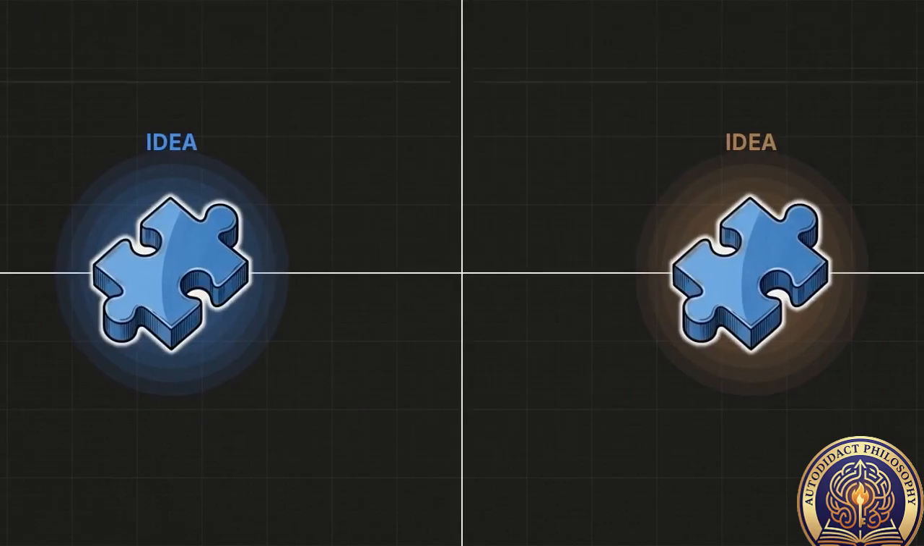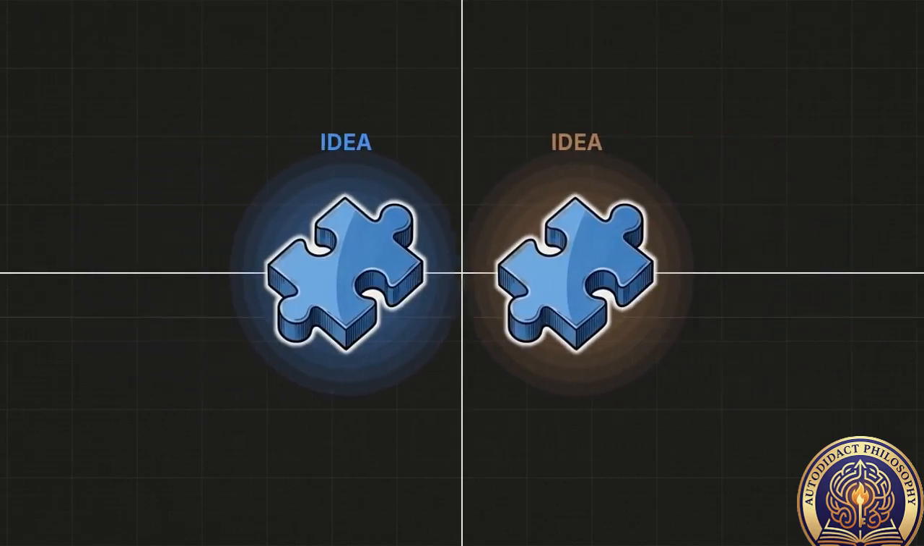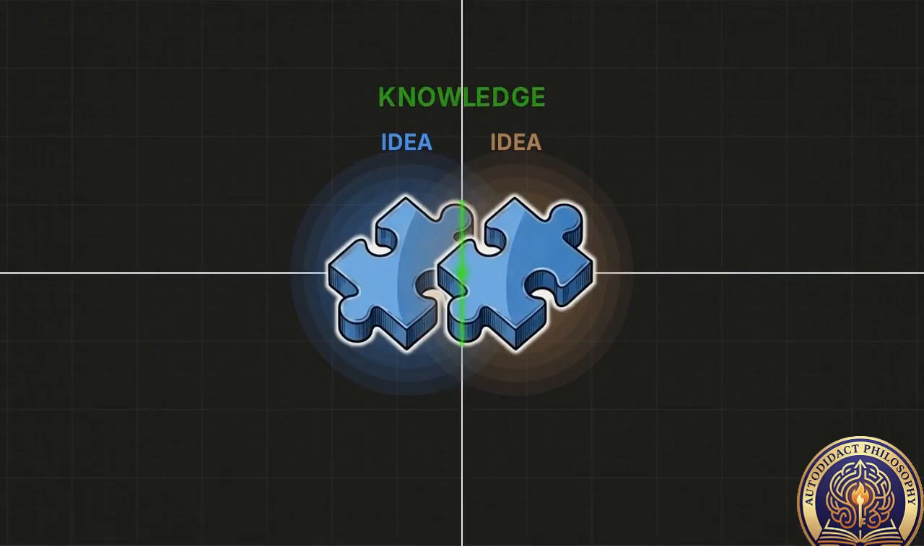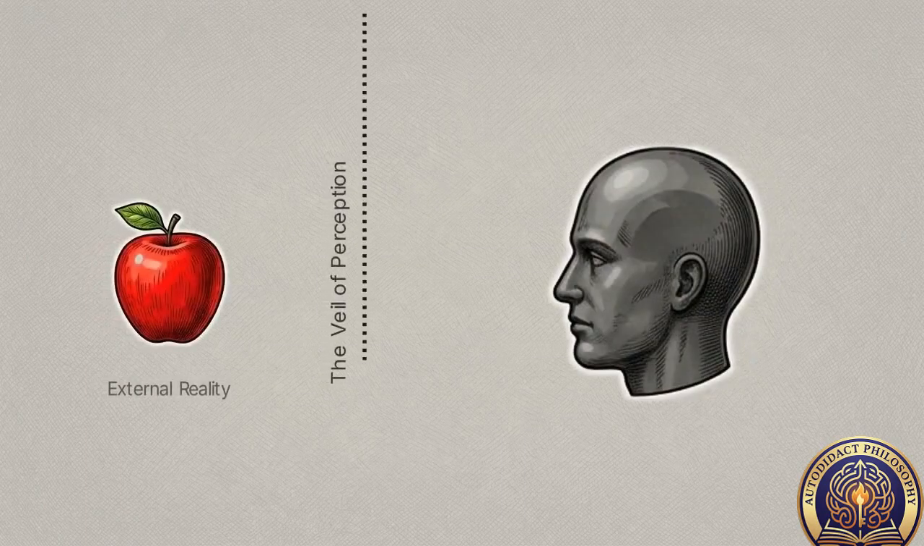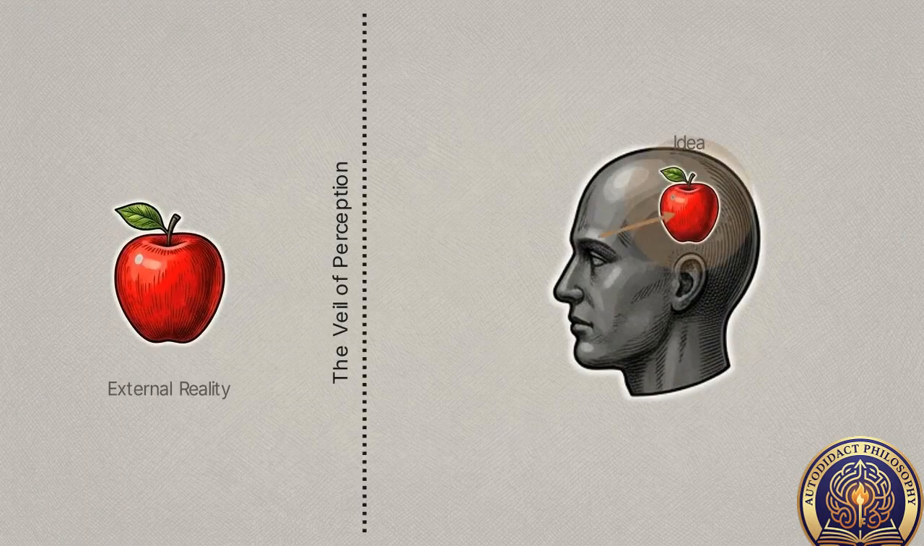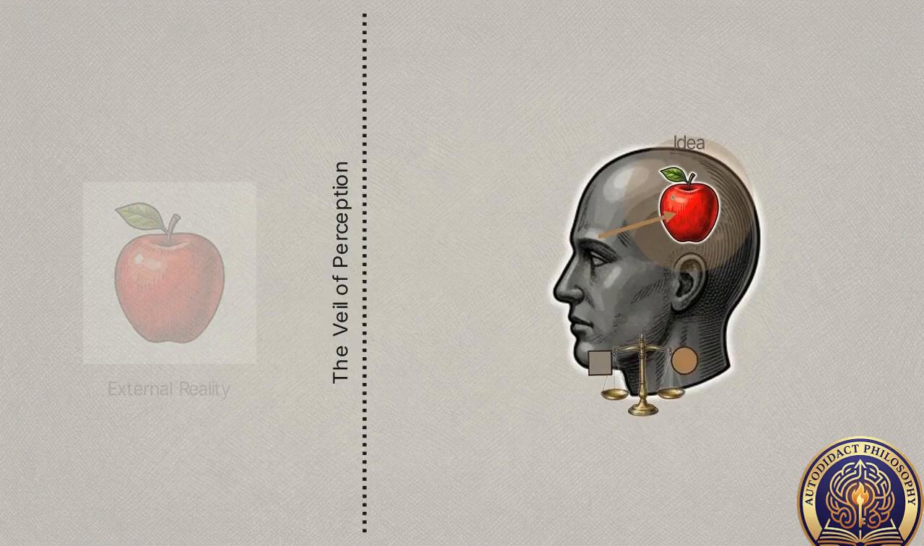Locke's project culminates in a highly austere definition of knowledge. Knowledge, he concludes, is nothing more than the perception of the agreement or disagreement of our own ideas. We operate permanently behind the veil of perception. The veil of perception is the philosophical concept that our minds are separated from the external world by the very ideas we use to perceive it, preventing direct access to physical reality. We compare our mental representations to each other. We never compare them directly to the objects themselves.